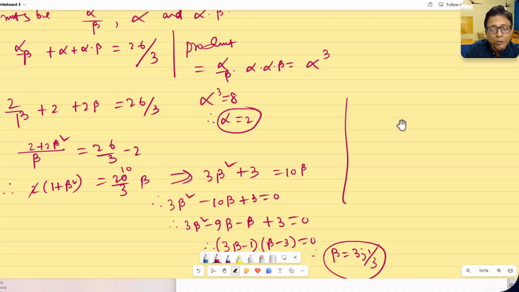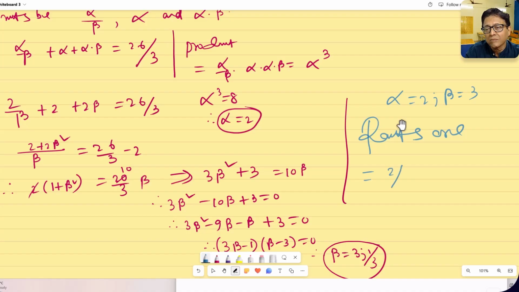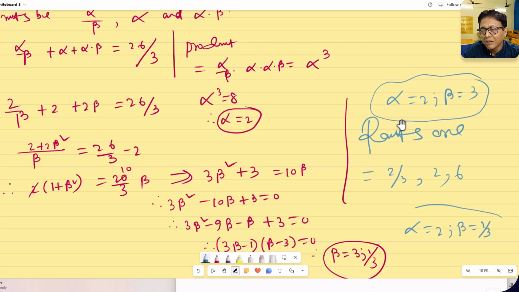So roots are going to be what? Roots are alpha by beta. You take beta equal to 3, alpha by beta, 2 by 3 alpha, alpha into beta. And these roots will be obtained in opposite order when you take alpha 2, beta 1/3. I am not going to do that.